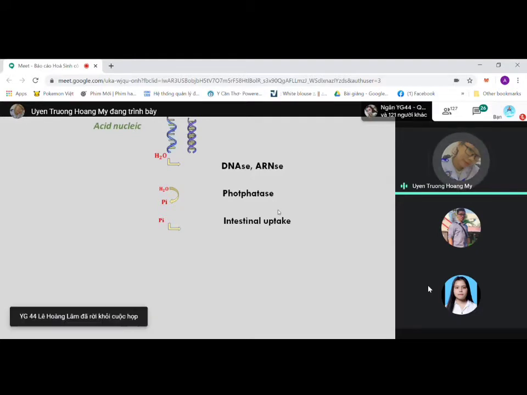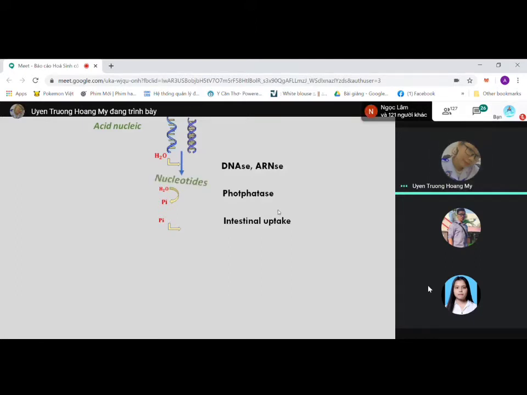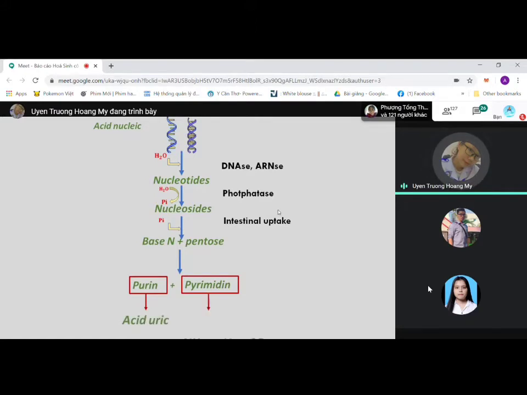In the small intestine, pancreatic nucleases, DNase and RNase, break down nucleic acids to nucleotides, which are dephosphorylated by alkaline phosphatase to nucleosides. The latter are taken up by sodium-linked active transport. There are 2 intestinal transporters that prefer purine and pyrimidine.